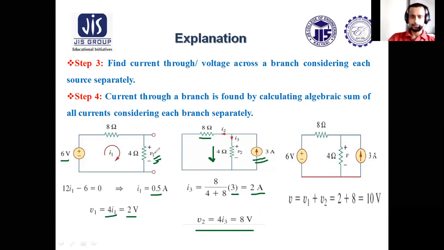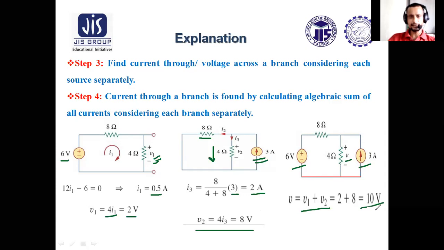Now, when considering both the sources, this is the actual circuit, this is V. So what should be V? V should be the algebraic sum of V1 and V2. Now V1 and V2 both have plus minus polarity at the same terminals. The plus minus terminals are the same for both cases. That is why these two voltages will be added and finally you'll get 10 volt.